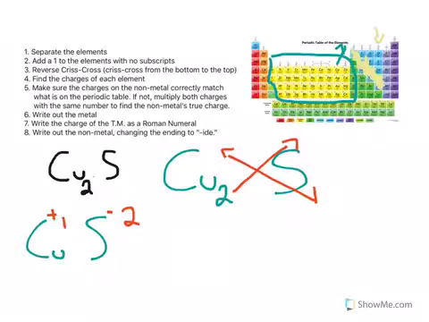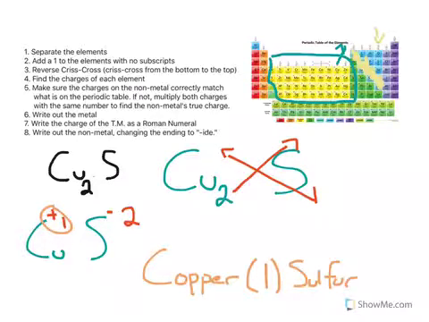Now let's actually write out the name. All I'm going to do is write out the name of the metal. That's going to stay the same, so I have copper. But now, remember, for writing the name of a transition metal, I always have to write my charge. I need to put that in Roman numerals and in parentheses. I have copper, and I have a +1, so I write my charge out. And then finally I write my nonmetal. But remember, I can't just write sulfur. I have to change the ending to -ide, so it'll be sulfide. That's my name.